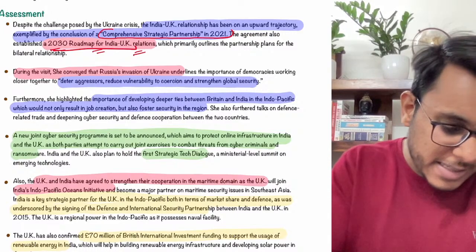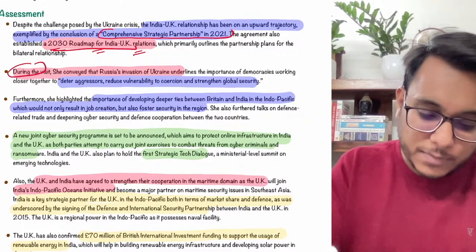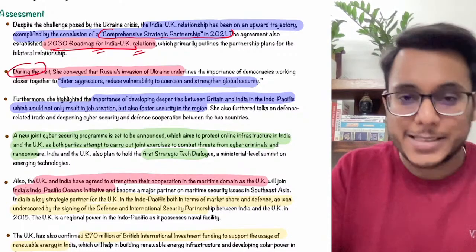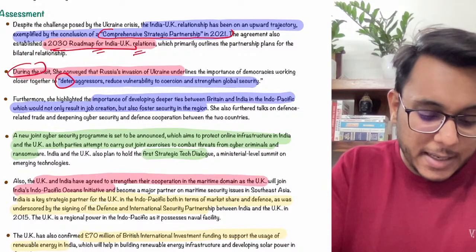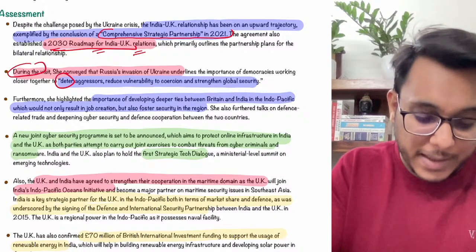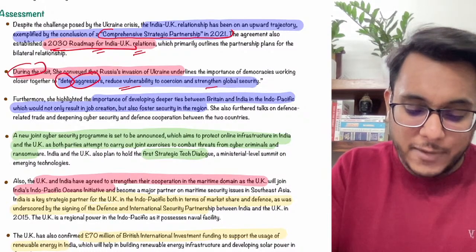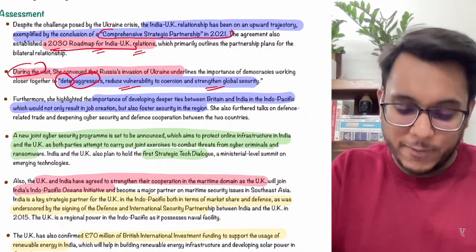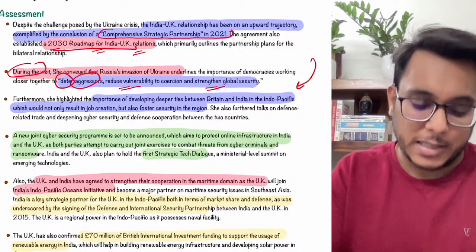Now, as recently the Foreign Secretary of the UK has visited India, it has been conveyed that we now need to condemn and deter the aggressors, we need to reduce the vulnerability, and we need to strengthen global security. And for all these particular things, the criticizing of Russia is very much important. This is something that was said.